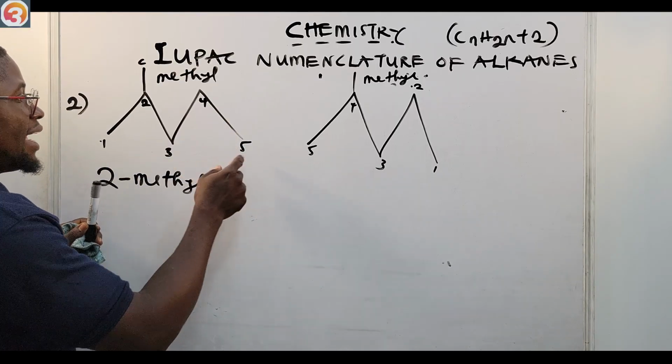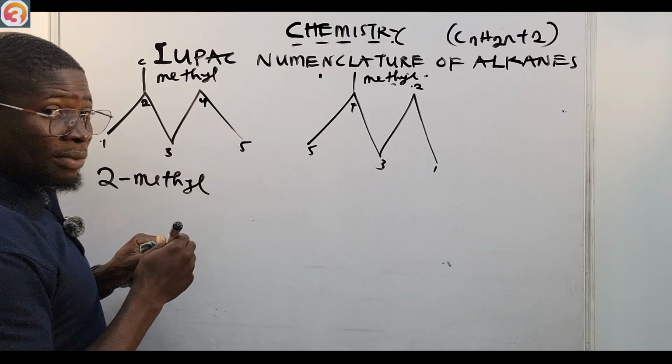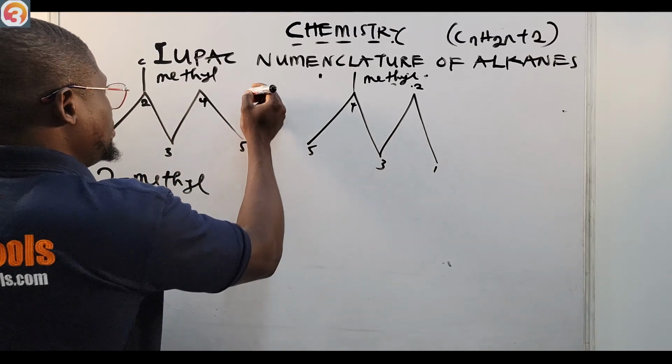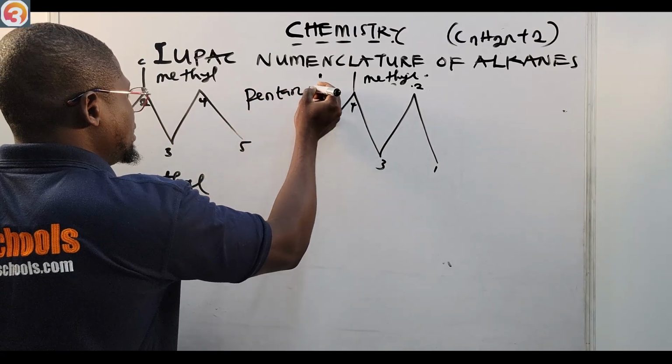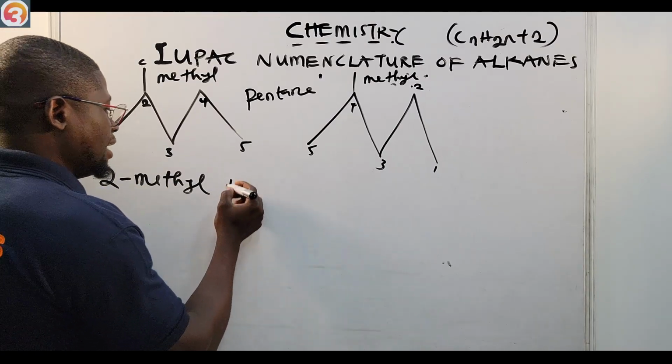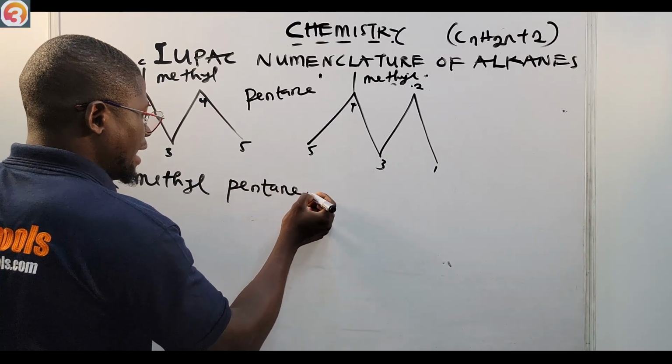5 carbons: 1, 2, 3, 4, 5. And which alkane has 5 carbons? That is pentane. So we know that this is a pentane. So this will be 2-methyl pentane. Very simple.